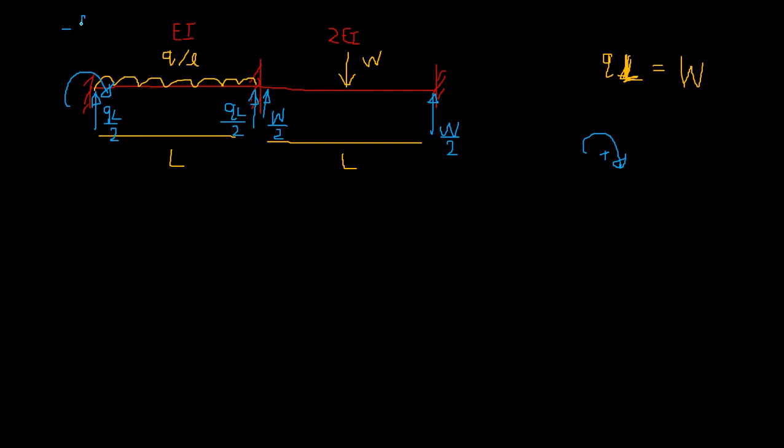So this is going to be QL squared over 12. This is going to be QL squared over 12. And this is going to be WL over 8, fixed-end moment. This is negative, okay? Positive WL over 8. Is it okay? So get used to this one, right?